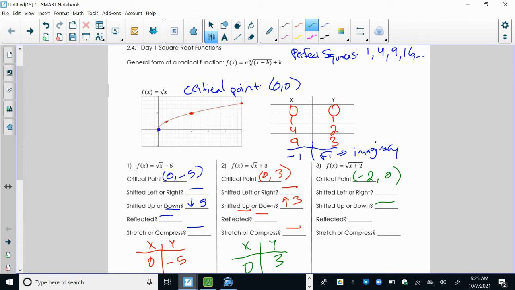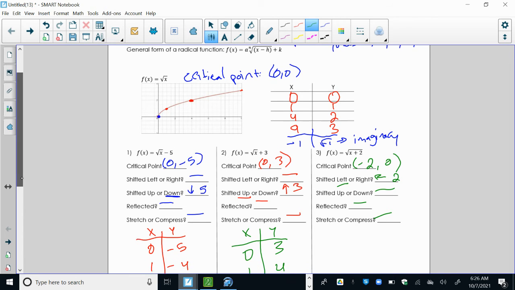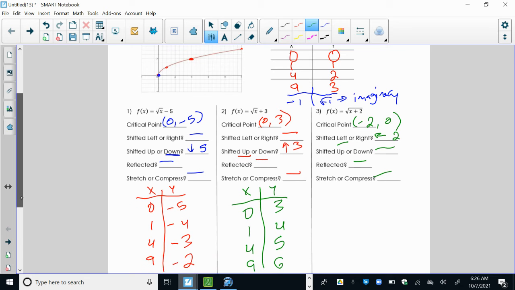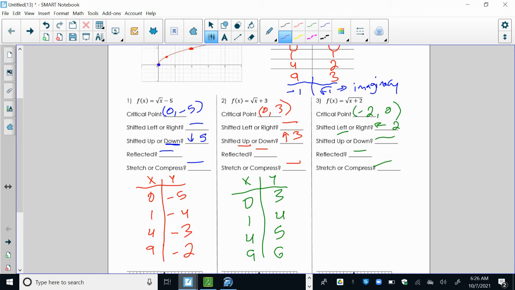So if our original parent function f of x equals square root of x had a critical point at 0, 0, and now we're at -2, comma 0, this is actually a shift left 2. No reflecting, no stretch or compress. We'll talk about those in the later ones. Okay, so now let's graph it by making a table.